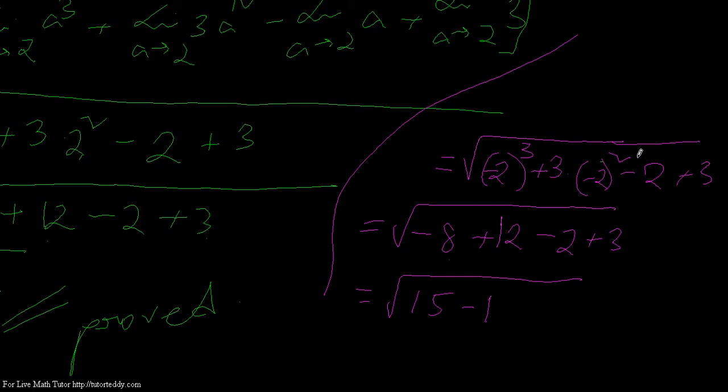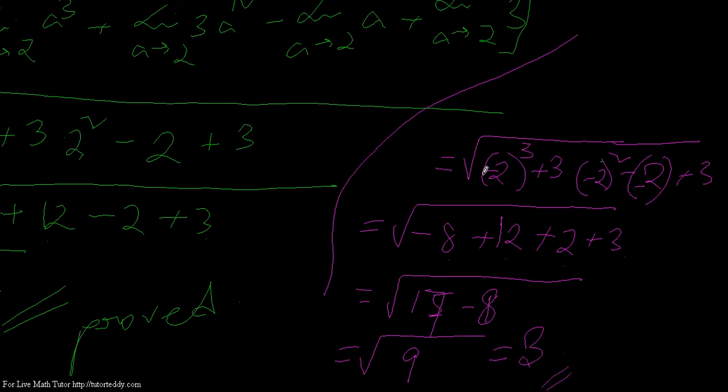This was again minus 2, right? This will be minus 2. So this becomes minus minus plus, and you have 12 plus 2 plus 3. That means 12 plus 2 is 14, 14 plus 3 is 17, and you have minus 8. That will be the square root of 17 minus 8, which is 9, and that equals 3.